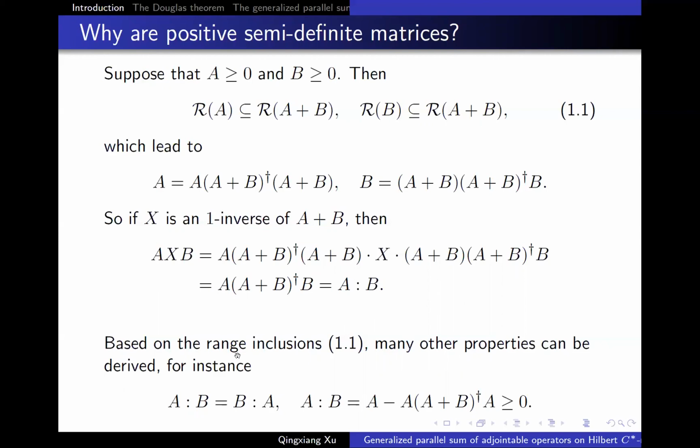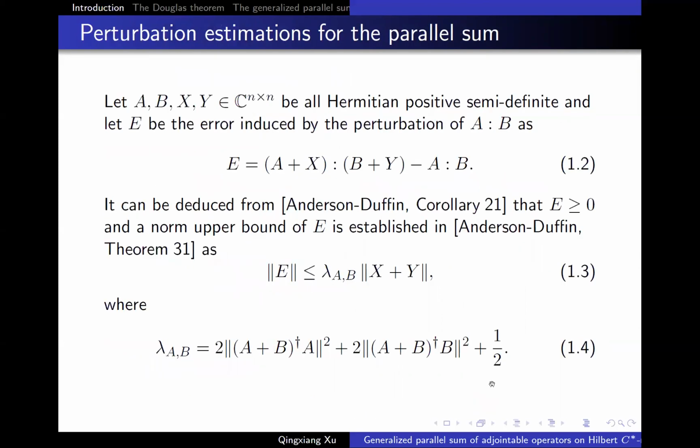For example, we have these two properties. The first one states that the parallel sum of A and B is equal to the parallel sum of B and A. Also, we can conclude that the parallel sum of A and B is positive. There are many topics concerning the parallel sum. One topic is perturbation estimations.